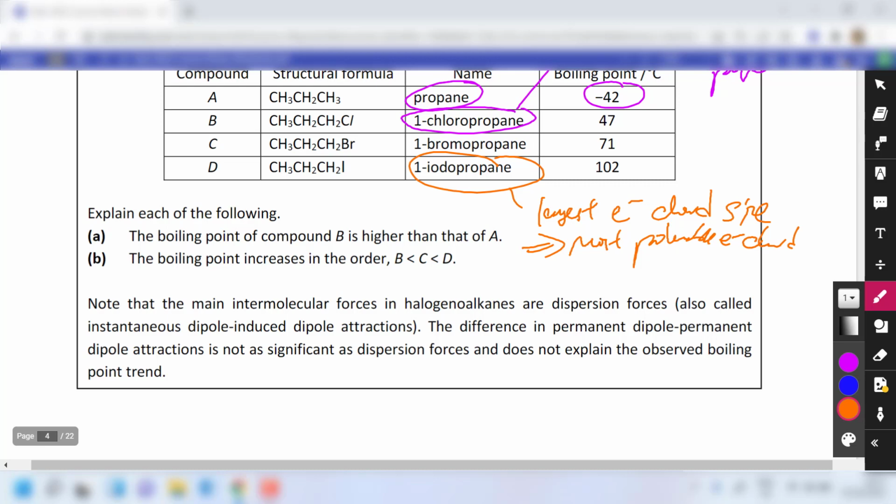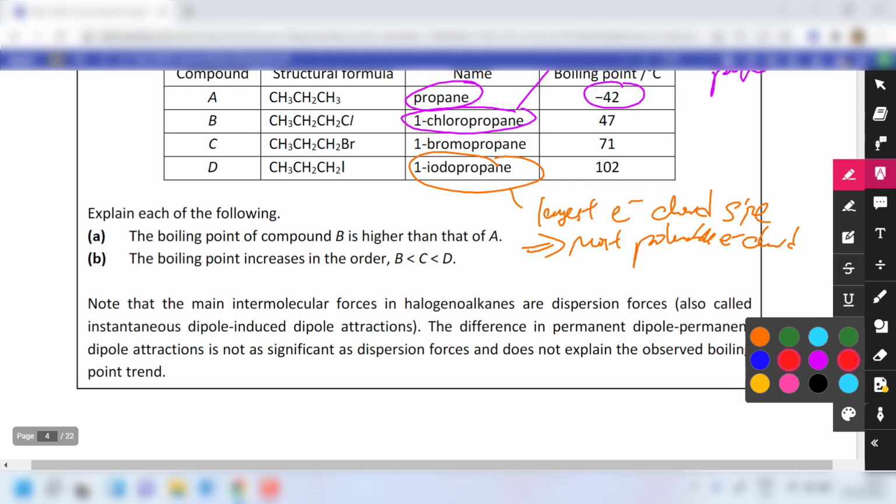Here we also have a little summary for you. The main forces of attraction are dispersion forces, and some of you might learn it as instantaneous dipole-induced dipole interactions. The permanent dipole interaction is not very significant, and this is evidenced by the boiling points.